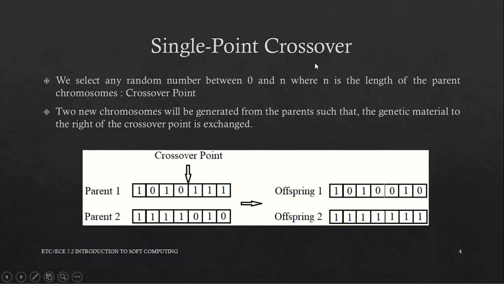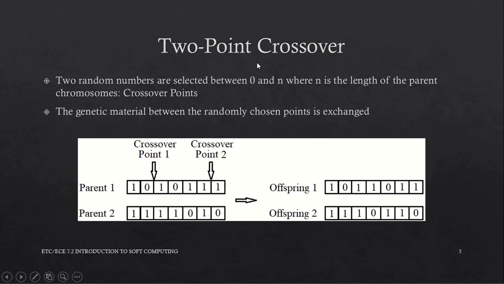Now let us consider the multi-point crossover, which is a generalization of the single point crossover. One case of multi-point crossover is the two-point crossover. In a two-point crossover, two random numbers are selected between 0 and n, where n is the length of the parent chromosomes. These are the two crossover points. Now, the genetic material between the randomly chosen points is exchanged.